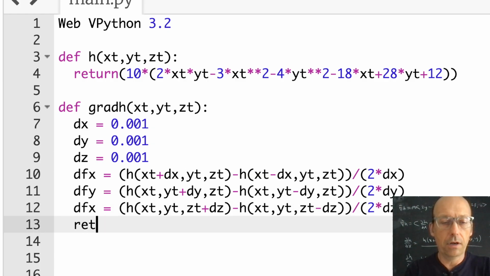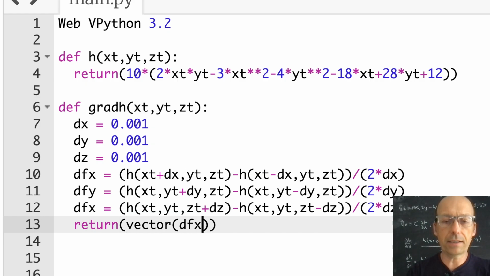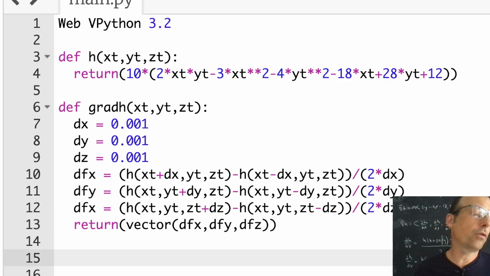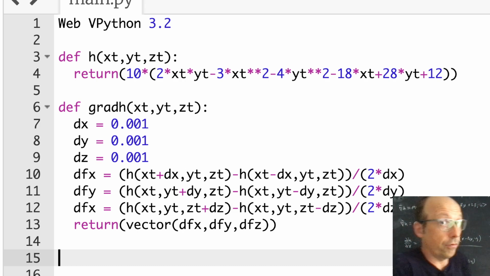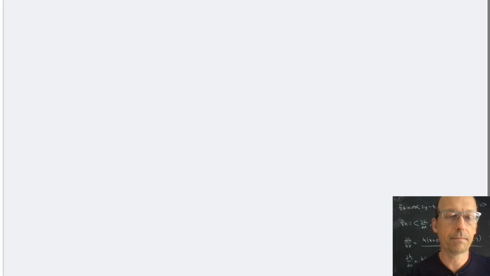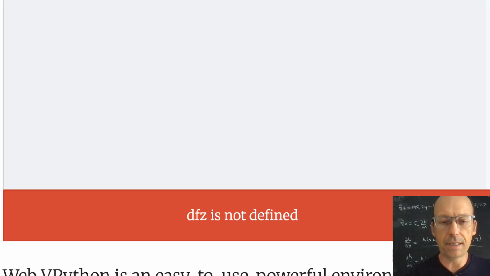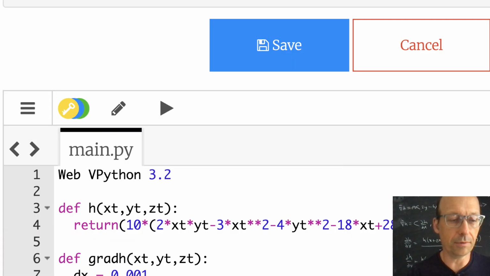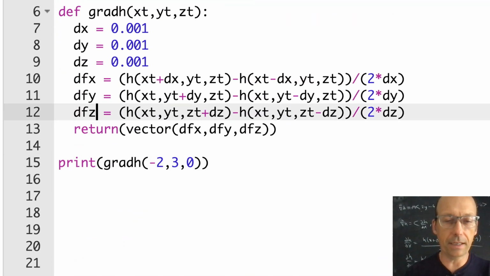I can return the vector dfx, dfy, dfz, and that's that. So if I want to, I can print the gradient. We said the highest point was at x equals negative 2, 3. So let's just print out the gradient there and see if that does indeed work. I'm just going to print grad h at x equals negative 2, y equals 3, z equals 0. And let's see what we get. Nothing. dfz is not defined. I didn't change that one. My mistake.